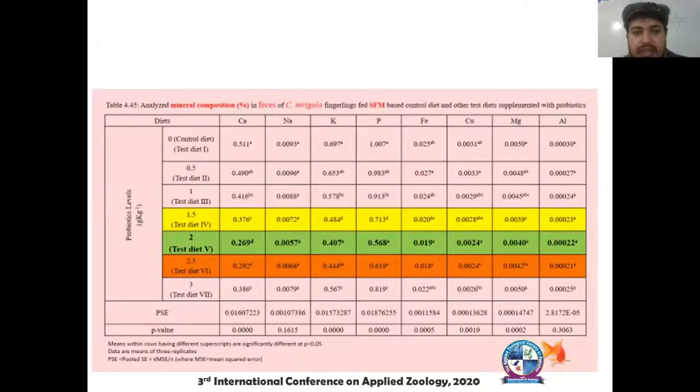And this is the analyzed composition of the feces of Cirrhinus mrigala fingerlings for the SFM-based diets, control diets, and test diets supplemented with probiotics. We have to note that it improved at 2 gram per kg as compared to other graded levels. So the optimum level is the same, 2 gram per kg, as compared to the other graded levels.